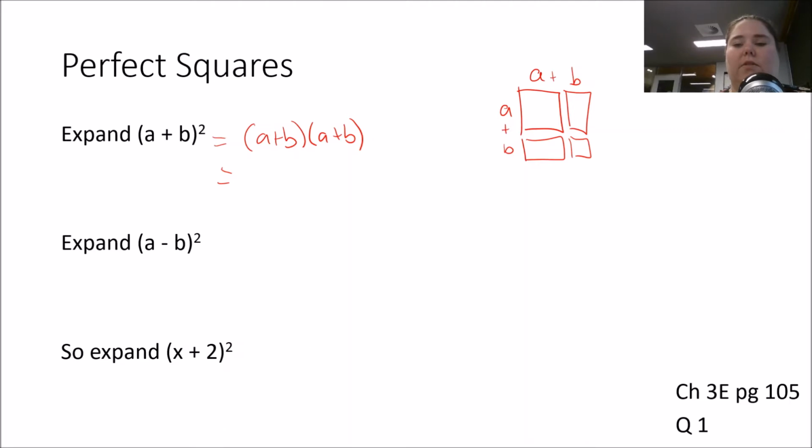So that's like saying I've got two brackets. And then if I find the area of each of these little rectangles or squares, I could tell you what the big area is. The big area would be a squared plus 2 lots of ab plus b squared. So that's what's actually happening when I'm talking about a perfect square. I'm talking about two things multiplying together to give me an area of a square. So they must be identical. And so our solution comes out as this.